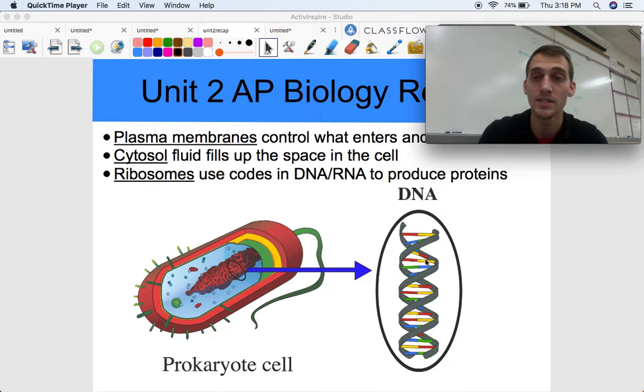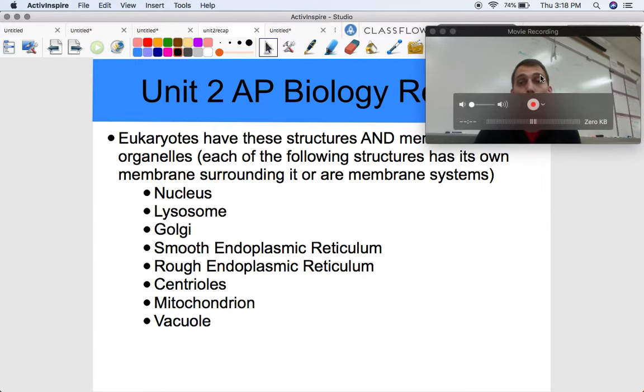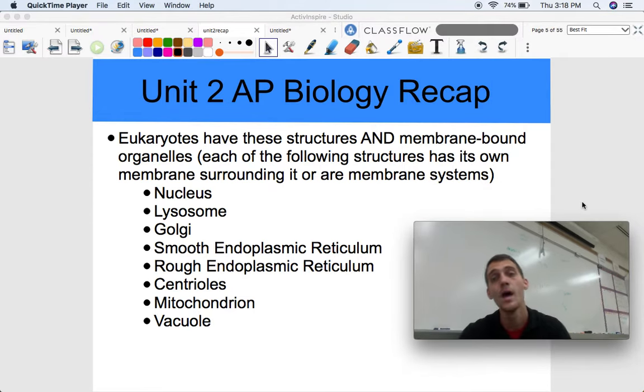Here's our prokaryotic cell. DNA kind of just floats around in the cytosol rather than compartmentalized in a nucleus like in a eukaryote. So that's what these three things do, and every single cell has all three of those. But eukaryotes have those three structures and membrane-bound organelles. All the structures of a cell here are what we call organelles because they have their own membranes surrounding them, and they're made of at least one membrane. A nucleus has a double membrane called the nuclear envelope around it, while some of these structures are just systems of membranes, and we're going to go through each one very quickly here.